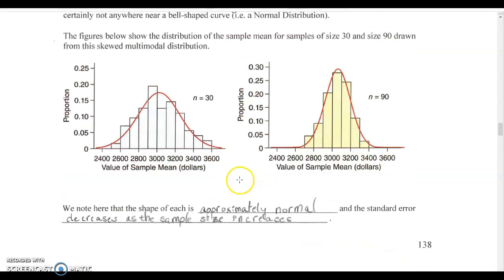How are we doing? Does that make sense? So we note here that the shape of each of these is approximately normal, and the standard error decreases as the sample size increases. So this is much more spread out horizontally. This is less spread out because the sample size is larger.